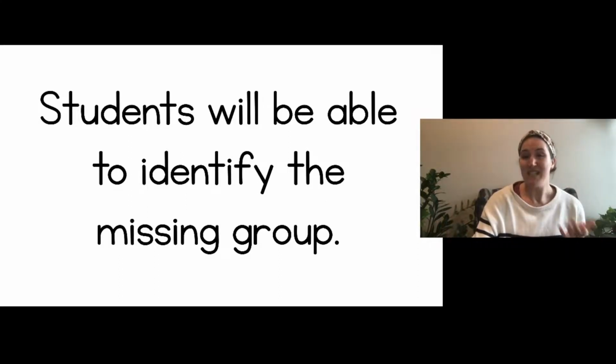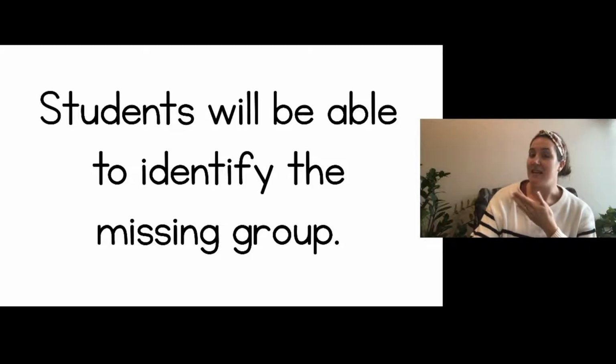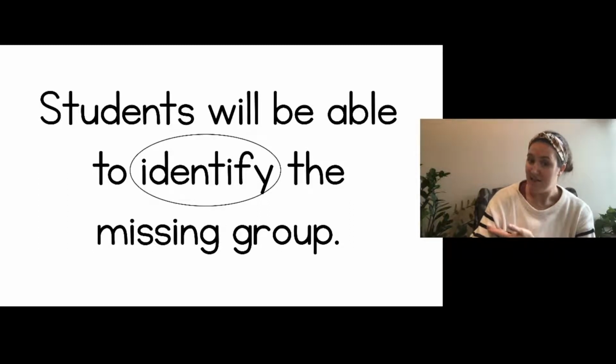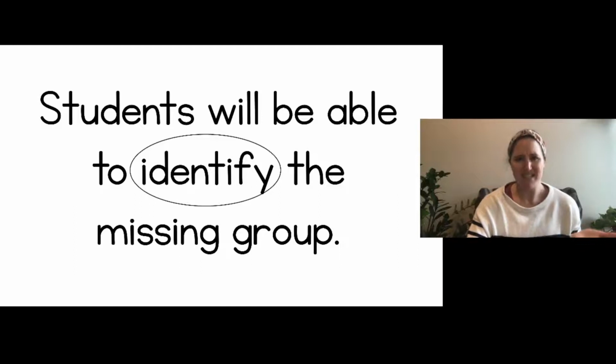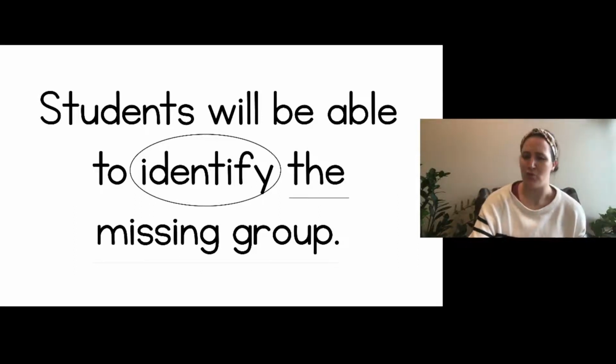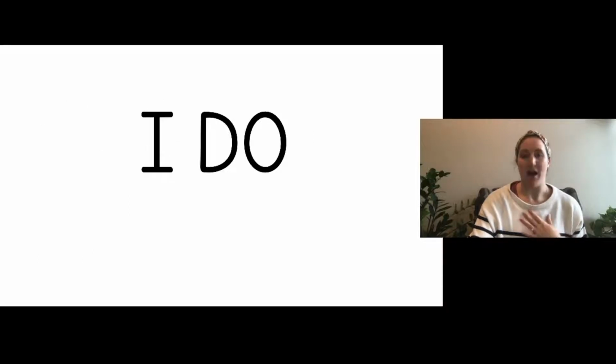So, by the end of our lesson today, students will be able to identify the missing group. So in our objective, it says that we will be able to identify what? The missing group. So we'll figure out what that means. I'll show you first how to solve two problems by myself. Then we'll do a bunch together. And then there will be time for you to do some by yourself. I know you can do it.